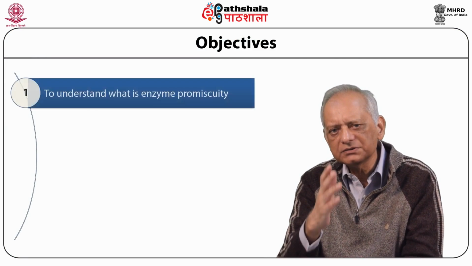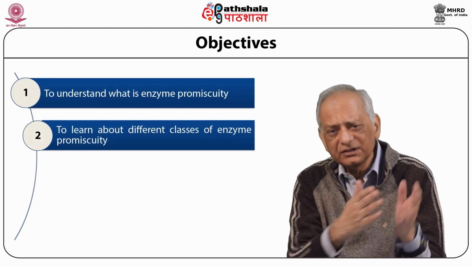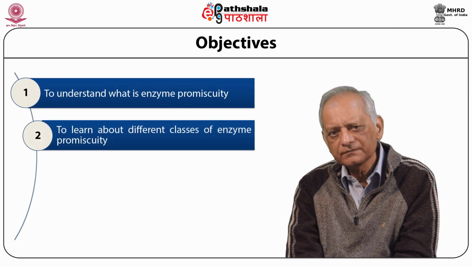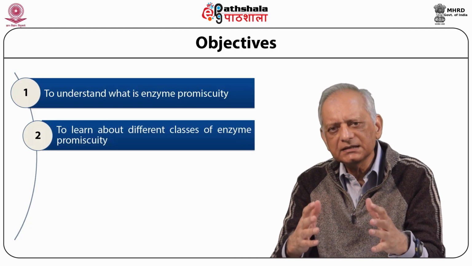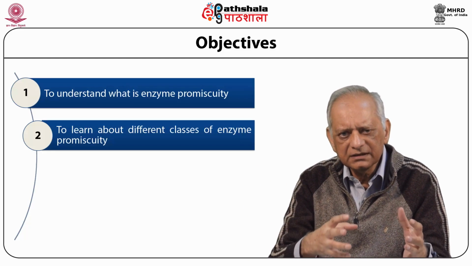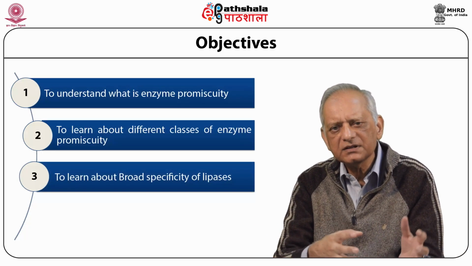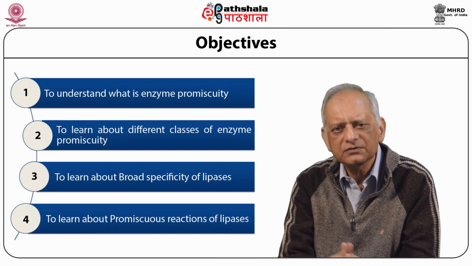So in this module, we will discuss some consequences of the deviations from specificity in an extreme way, and this behavior is termed enzyme promiscuity. The objectives of this module are to understand what we mean by enzyme promiscuity, and then to learn about different classes of enzyme promiscuity. And since we are talking of all this in the context of lipases, we first learn about the broad specificity of lipases, and after that we learn about the promiscuous reactions of lipases.